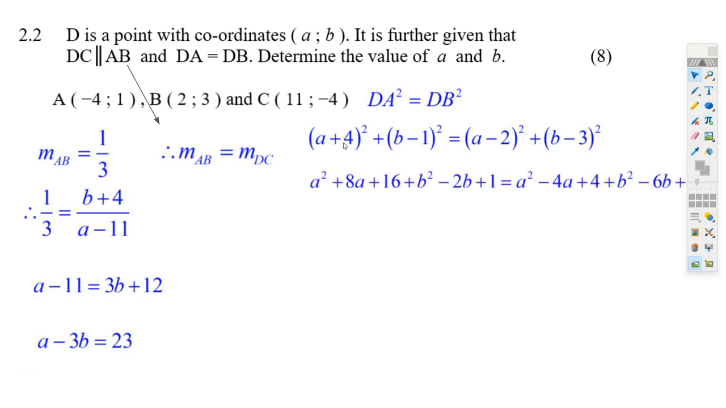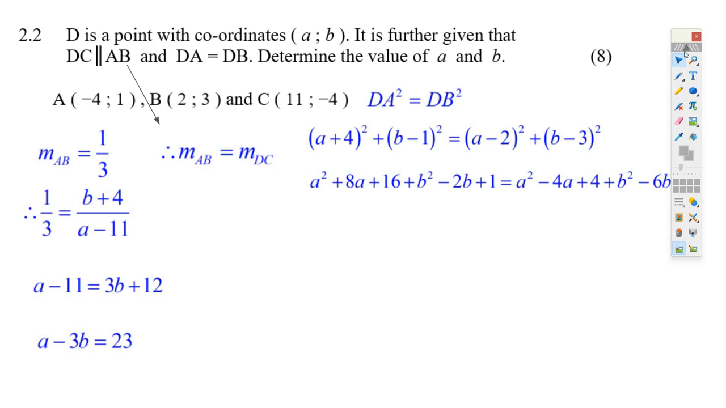Watch what we do. A plus 4 squared, if you're careful and go through it, you'll get A squared plus 8A plus 16. If you do B minus 1 squared, you'll get B squared minus 2B plus 1. That's this part. A minus 2 squared is all this, A squared minus 4A plus 4, and B minus 3 squared is B squared minus 6B plus 9. That's a lot of work, but that's what it is.